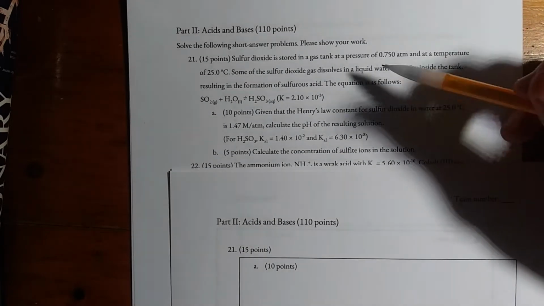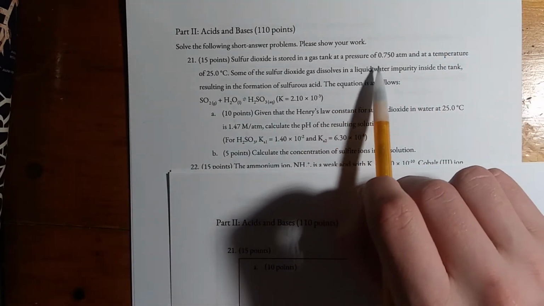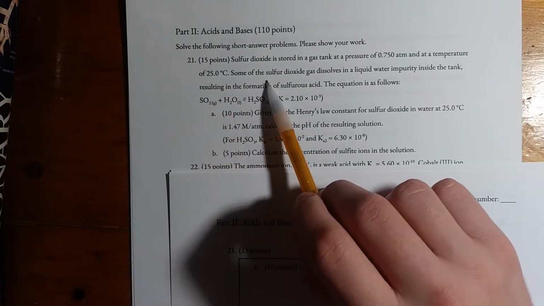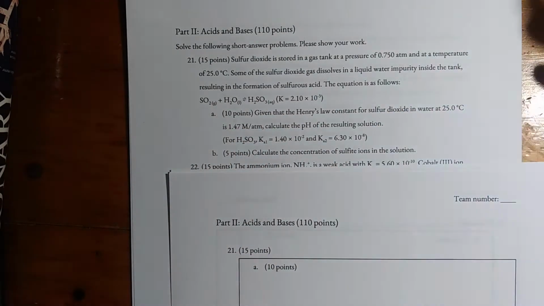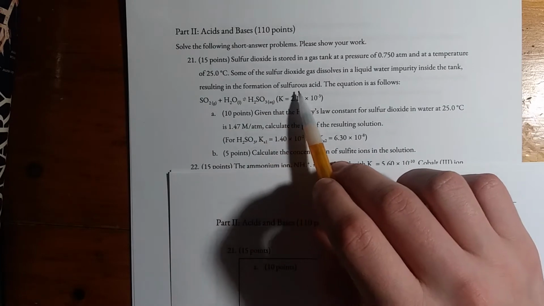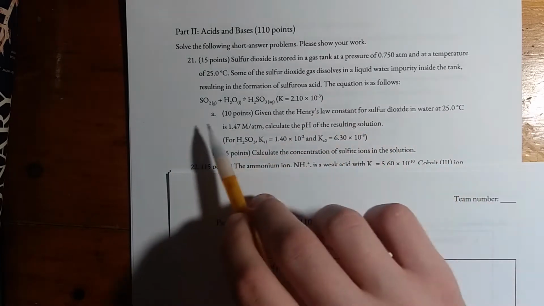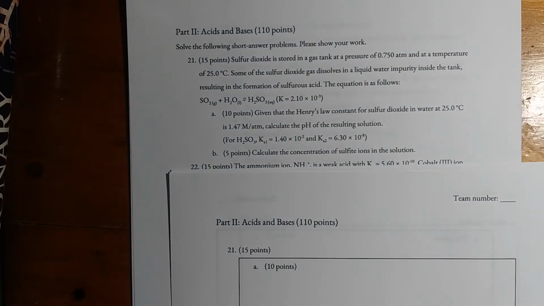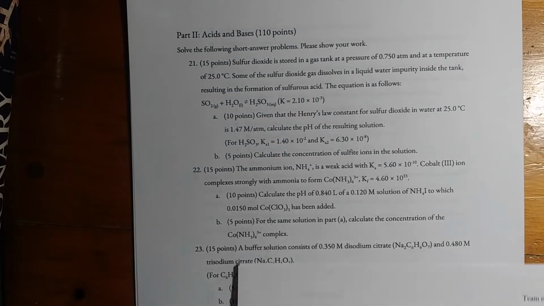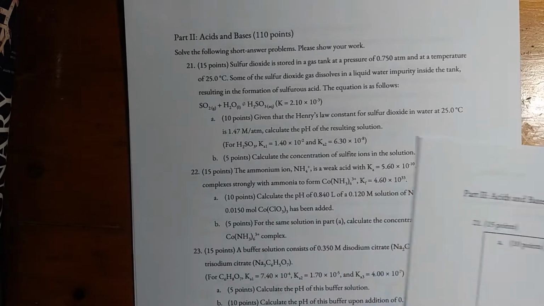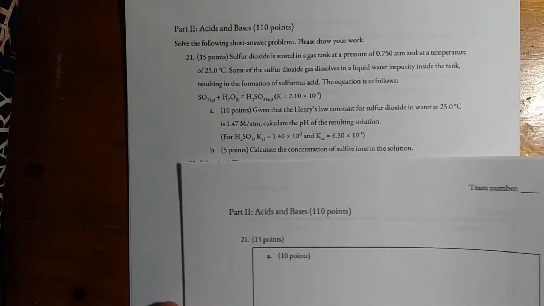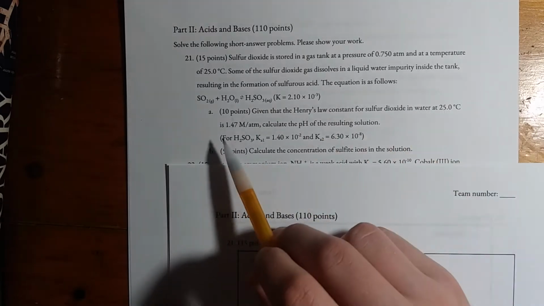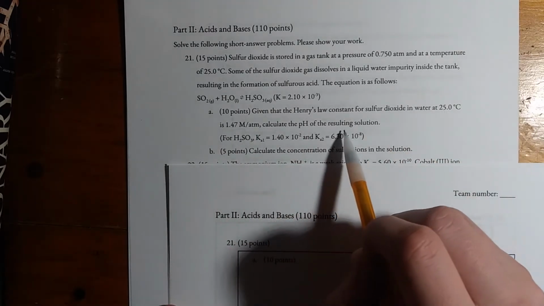You can read it, but sulfur dioxide is stored in a gas tank at a pressure of 0.75 atmospheres and at a temperature of 25 degrees Celsius. Some of it is dissolved in liquid water impurity inside the tank, resulting in the formation of sulfurous acid. The equation is as follows. I'm just going to explain my thought process in case that helps your problem solving, because that's the point of this week. The first part of the question is, given the Henry's law constant for sulfur dioxide in water at 25 degrees Celsius, calculate the pH of the resulting solution.